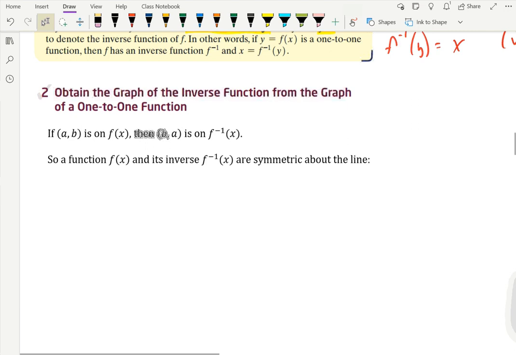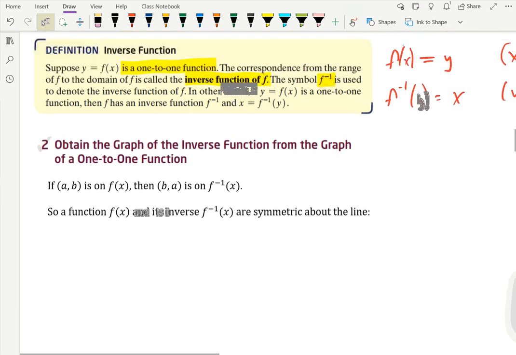And that's what we're coming up with here on part 2. Obtain the graph of the inverse function from the graph of a one-to-one function. So again, just reiterating the concept, if some generic point (a, b), so some (x, y), is on the function f of x, then we reverse those, and that's got to be on the inverse function. So a function and its inverse are going to end up being symmetrical about the line y equals x.